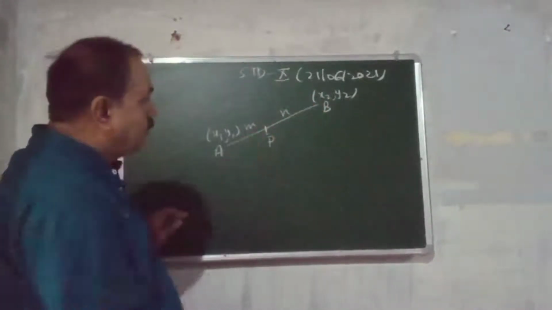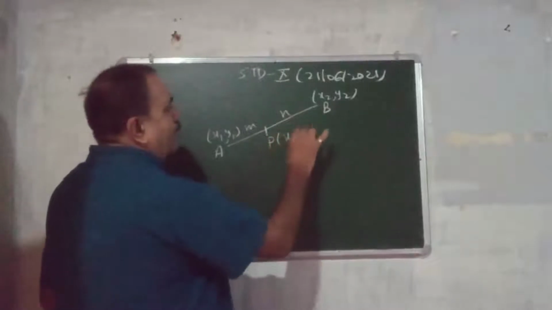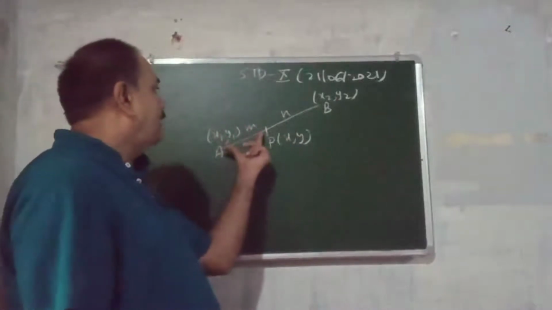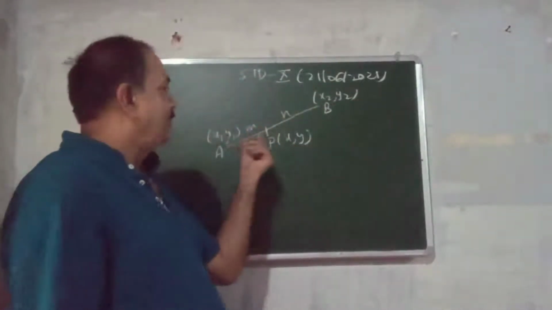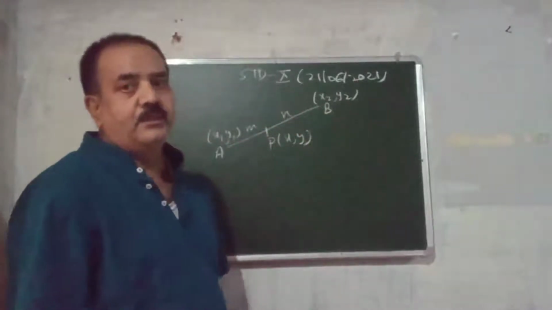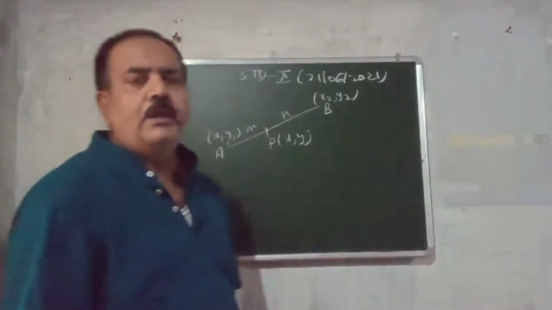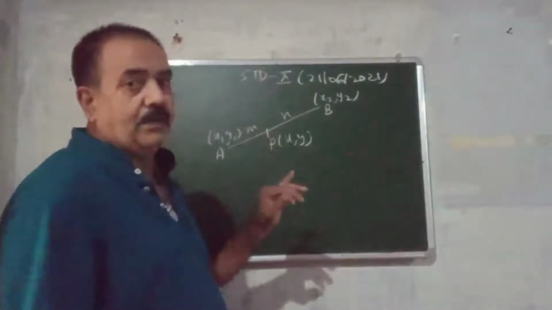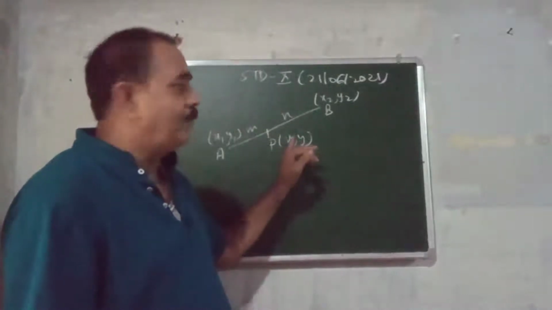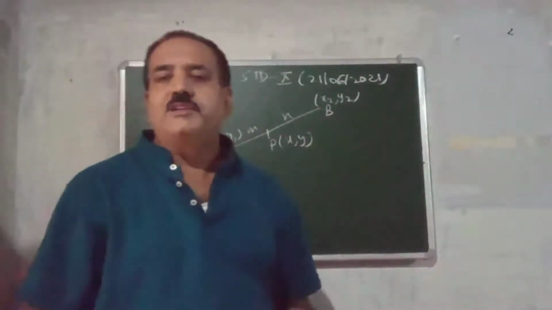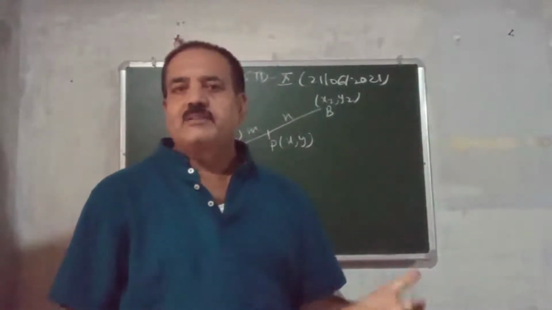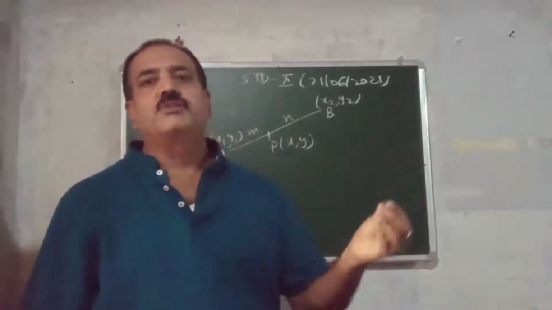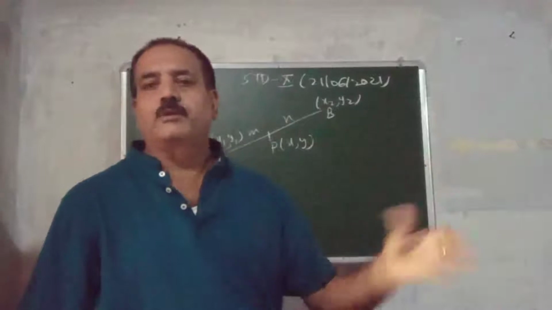Another point P, whose coordinate is (x, y), divides the line AB in the ratio m is to n, meaning AP is m, PB is n. Then we have to find the coordinate of P, meaning the value of x and the value of y. This is the section formula. Once again, the derivation is not coming; you have to use the result of the section formula to solve the questions.